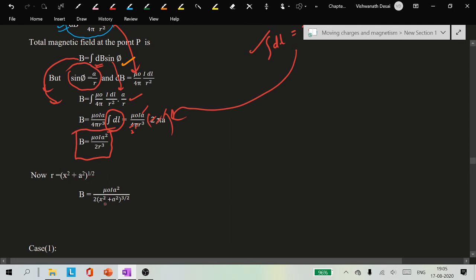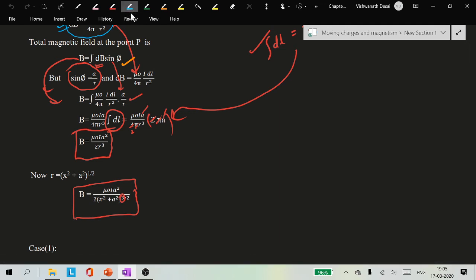So substitute it here. So mu naught I a square as it is, divided by 2. The r value is x square plus a square to the power half. The 3 as it is, you keep it here. And this is the final relation. This is the final relation of magnetic field at a point P.